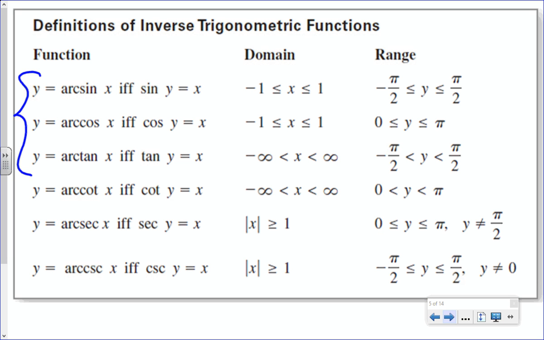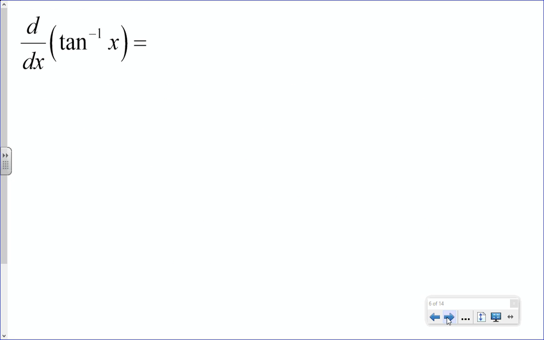Now, I'm going to tell you the derivatives for all 6 of them, but you do not need to remember all 6 off the top of your head, if that makes you feel better. Okay? I have it written there for you. We will come up with the derivative for inverse tangent. Okay, so let's do some calculus.